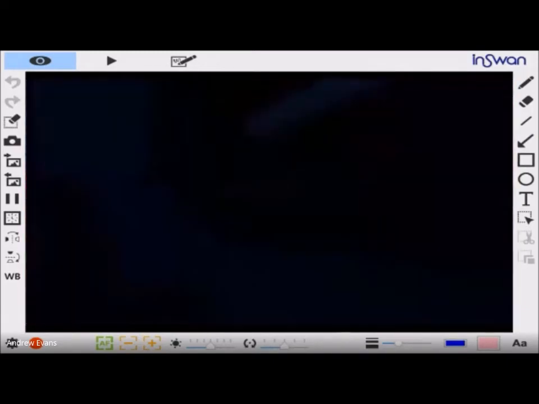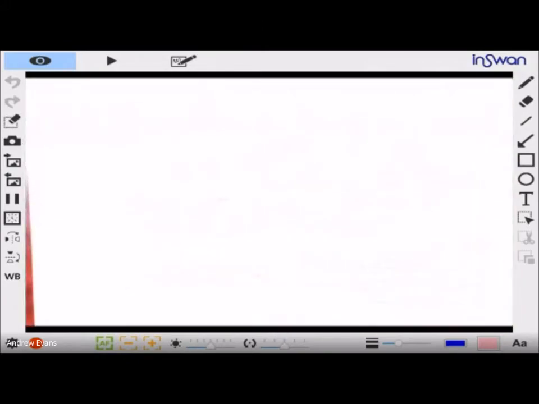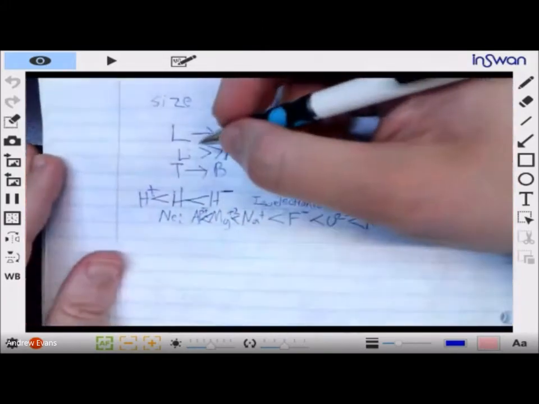Now we have really two more trends. Sorry, lights keep on going off.